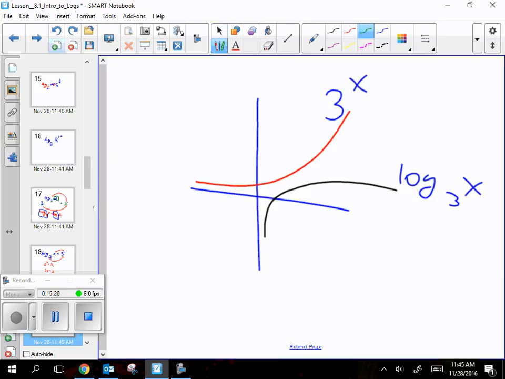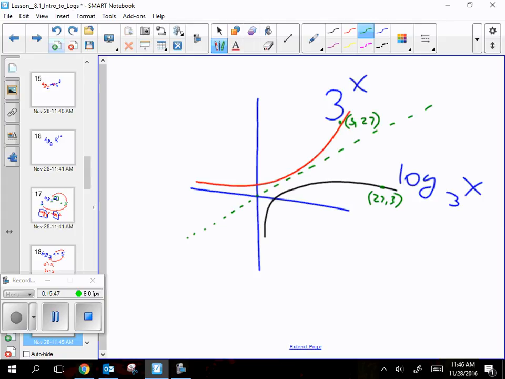Hold on, I just threw in a math word from last quarter. Do you remember when they flip over the line y equals x? It's a reflection across there. Points like 3 comma 27 turn into what point on this guy? 27 comma 3. Remember how the x and y flip around? That's what these are. These are inverses of each other. So they're related, but they're not the same as each other.